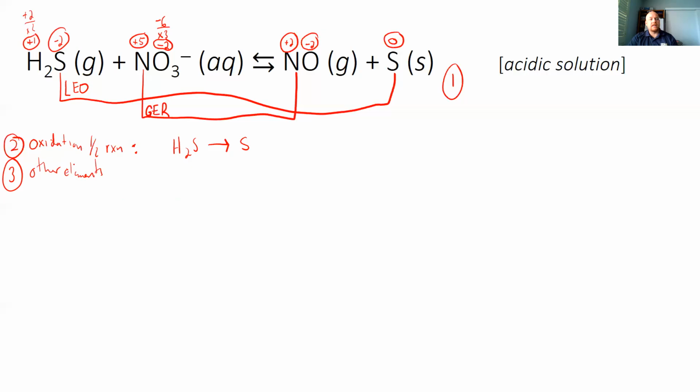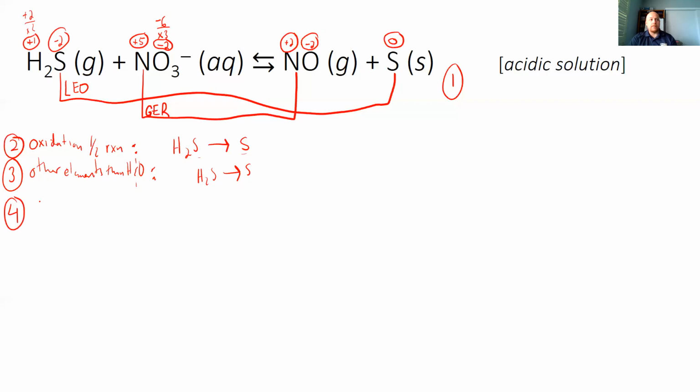Right, so it's other elements than hydrogen and oxygen. Okay, here it's already balanced. So I'm just going to say, well, now I've just got H2S reacts to form sulfur. I don't have to balance anything. I've got one sulfur on each side. I'm just going to leave it at that. Then I'll go on to step 4.